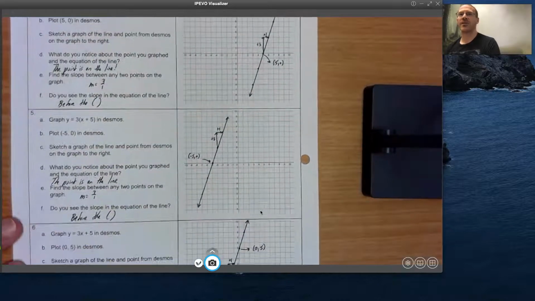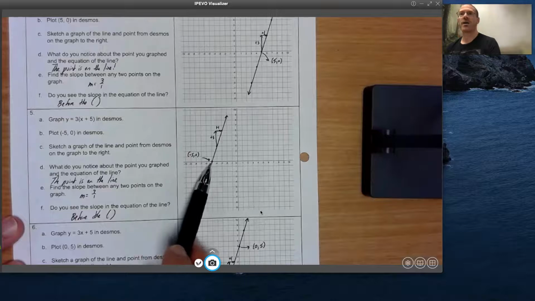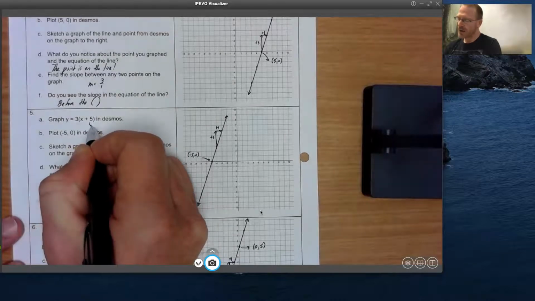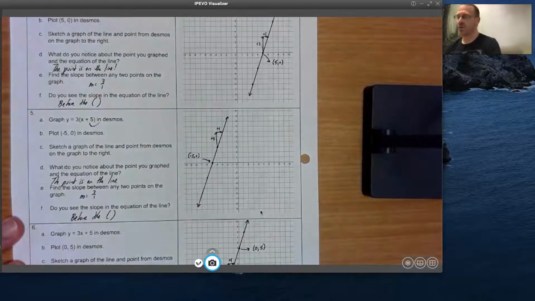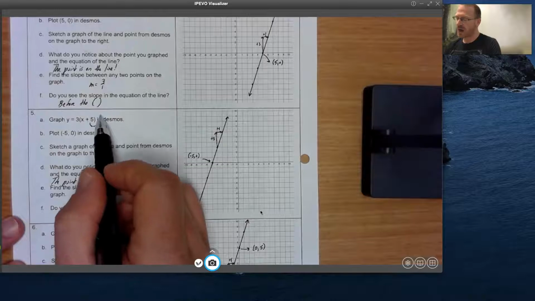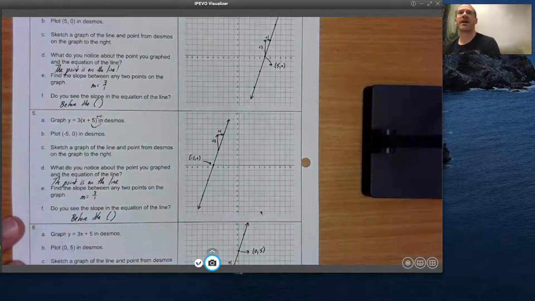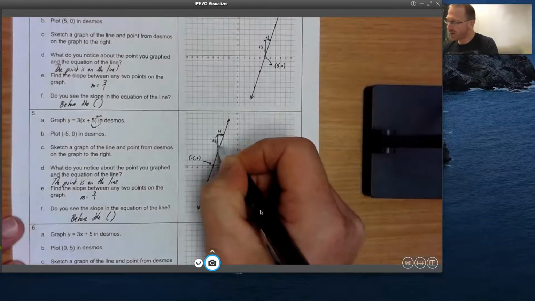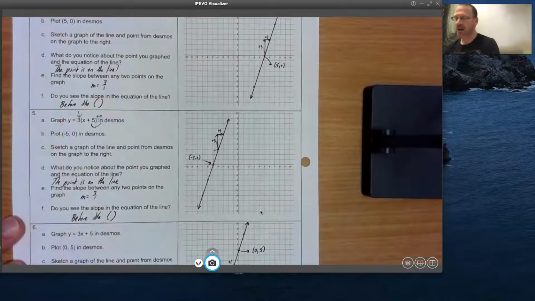Okay, moving to number 5. There's our line. Plot the point negative 5, 0. It's on our line. And once again, look at this. Positive 5, negative 5. It's the opposite, just like it was on the other side. And once again, my y-coordinate is 0. There's nothing out here. There really is a plus 0 out there, but mathematically we don't write that. Once again, if I look at my slope, I go up 3 to the right 1, up 3 to the right 1, and I can see the slope of my line right there.